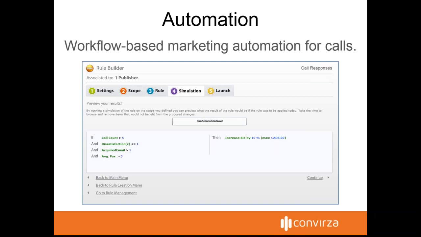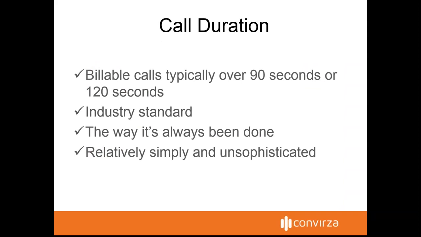Our system will allow you to do that with integrations that we've built with those bid management systems and with CRMs, but also within our actual platform, the automation is baked into it. So it's rules-based marketing automation for the phone. So just think HubSpot, Marketo style automation for phone calls. Very unique in the space. No one else does that.